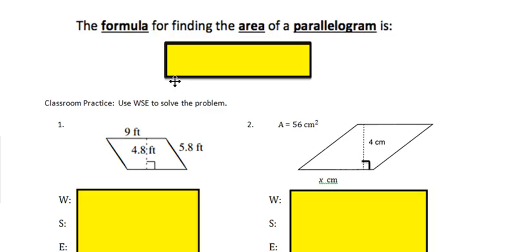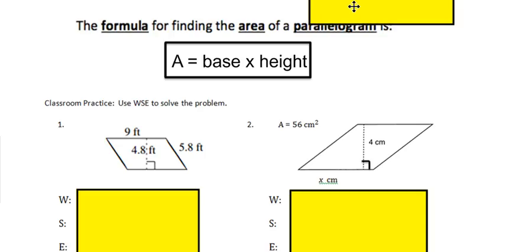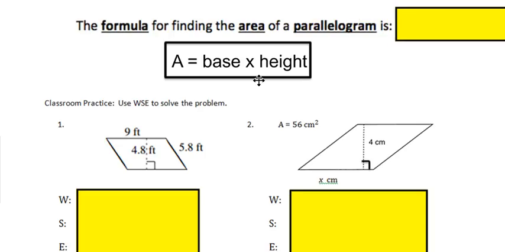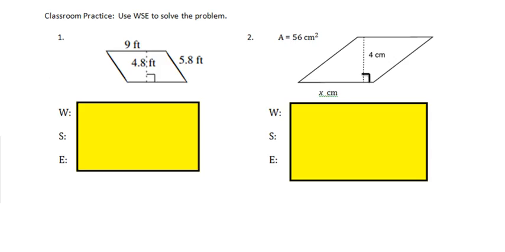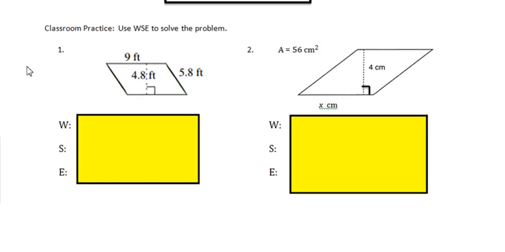The formula for finding the area of a parallelogram. At this point, it should be really clear. Area equals base times height. So this class practice at the bottom, you are going to use WSE to solve. So at this point, the substitute can pause the video and give you about 5 minutes to do these two problems, and then he or she can replay the video to go over the answers.